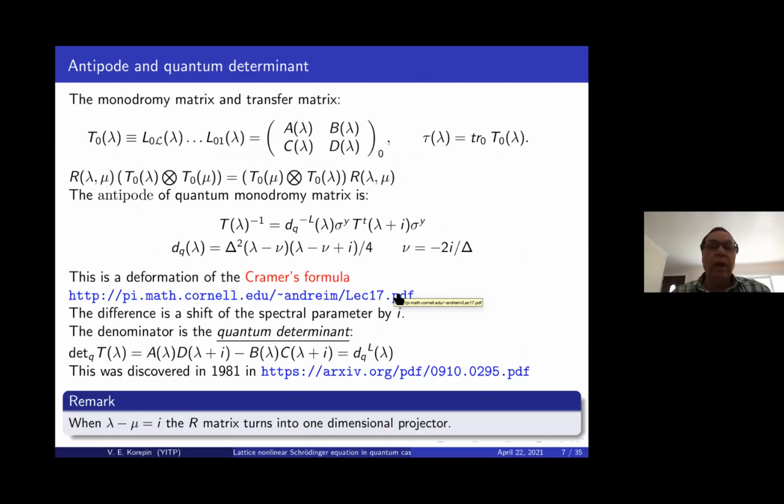The monodromy matrix is the central object of the quantum inverse scattering method. I multiply these L operators and get the monodromy matrix. A, B, C, D is the standard notation for the entries. They're quantum operators, of course.